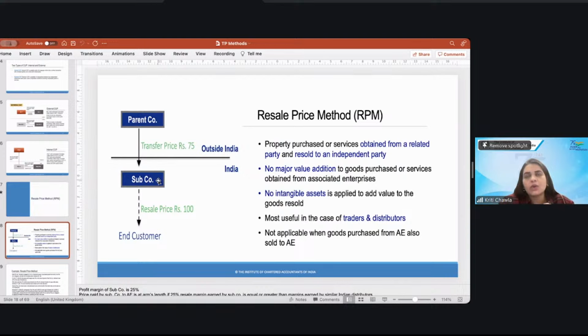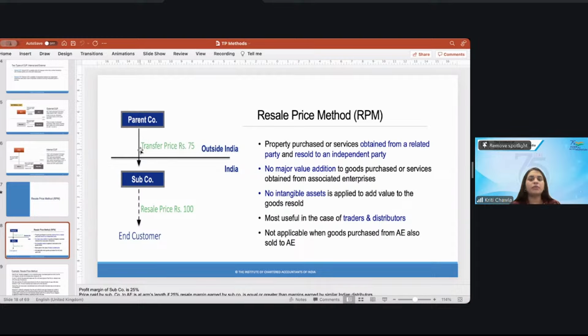Now, two things that you have to remember here is that there should not be much value addition at the subsidiary company level. If there is value addition, then it's not resale. We're talking about the concept of resale. Resale meaning you get something from your parent company and then you sell it going forward. So at maximum, you can do a little bit of value addition when it comes to marketing or packaging of the product, etc. But just make sure that it's not major value addition, because if it was a major value addition, then it's not really a distributor or trader that we're talking about, and the resale price method would not be applicable.